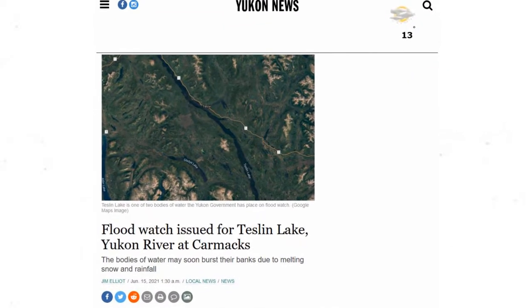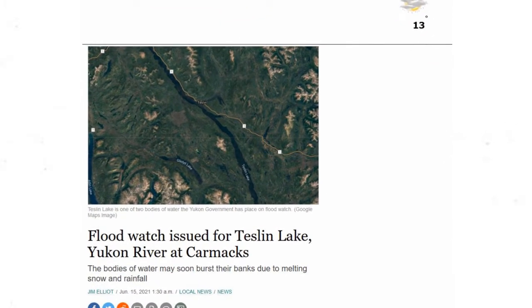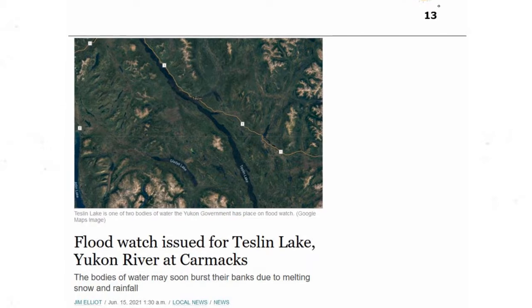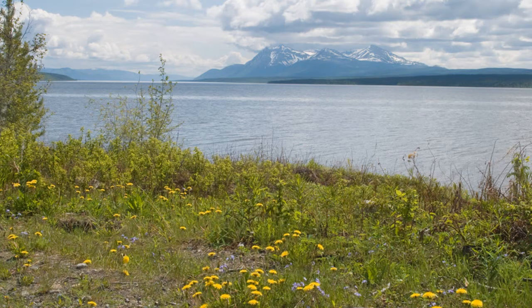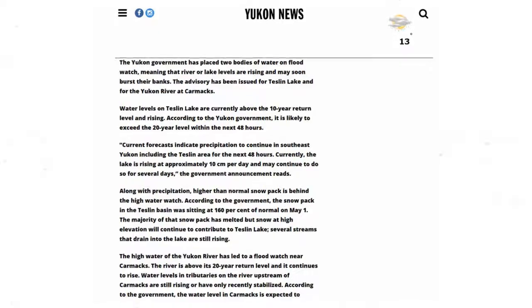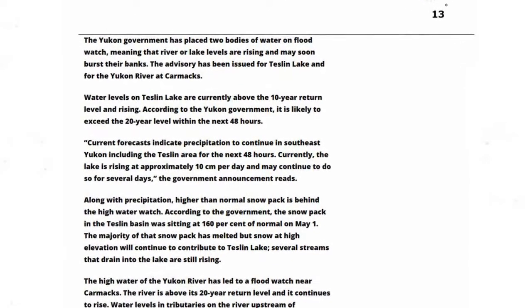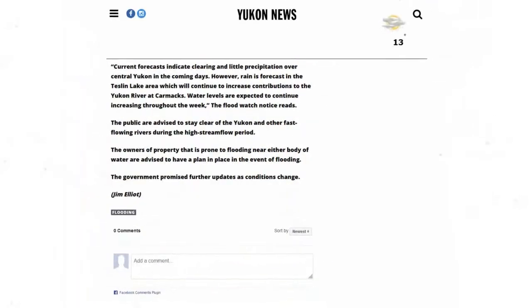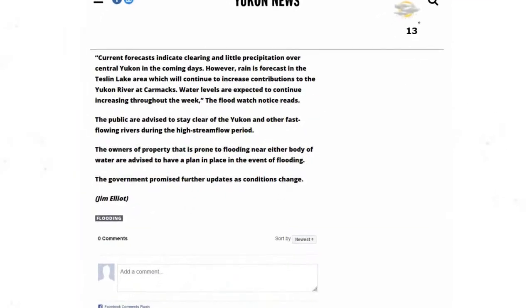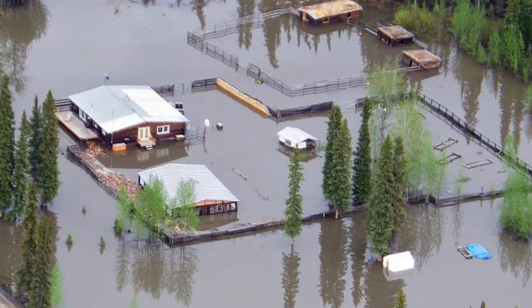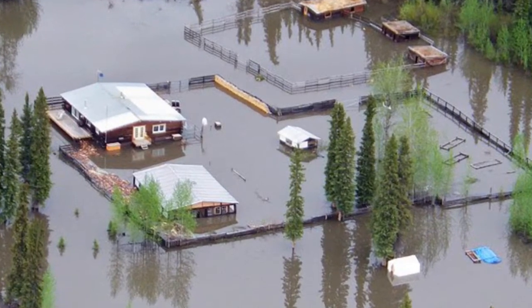As of June 15, 2021, the Yukon government warned that 2 bodies of water may lead to flooding, those being the Teslin Lake and the Yukon River at Carmacks. The water is said to be rising at approximately 10 centimeters per day and will continue to do so for a couple of days. The public is currently advised to stay away from the water sources while the devastating effects of climate change are seen firsthand.